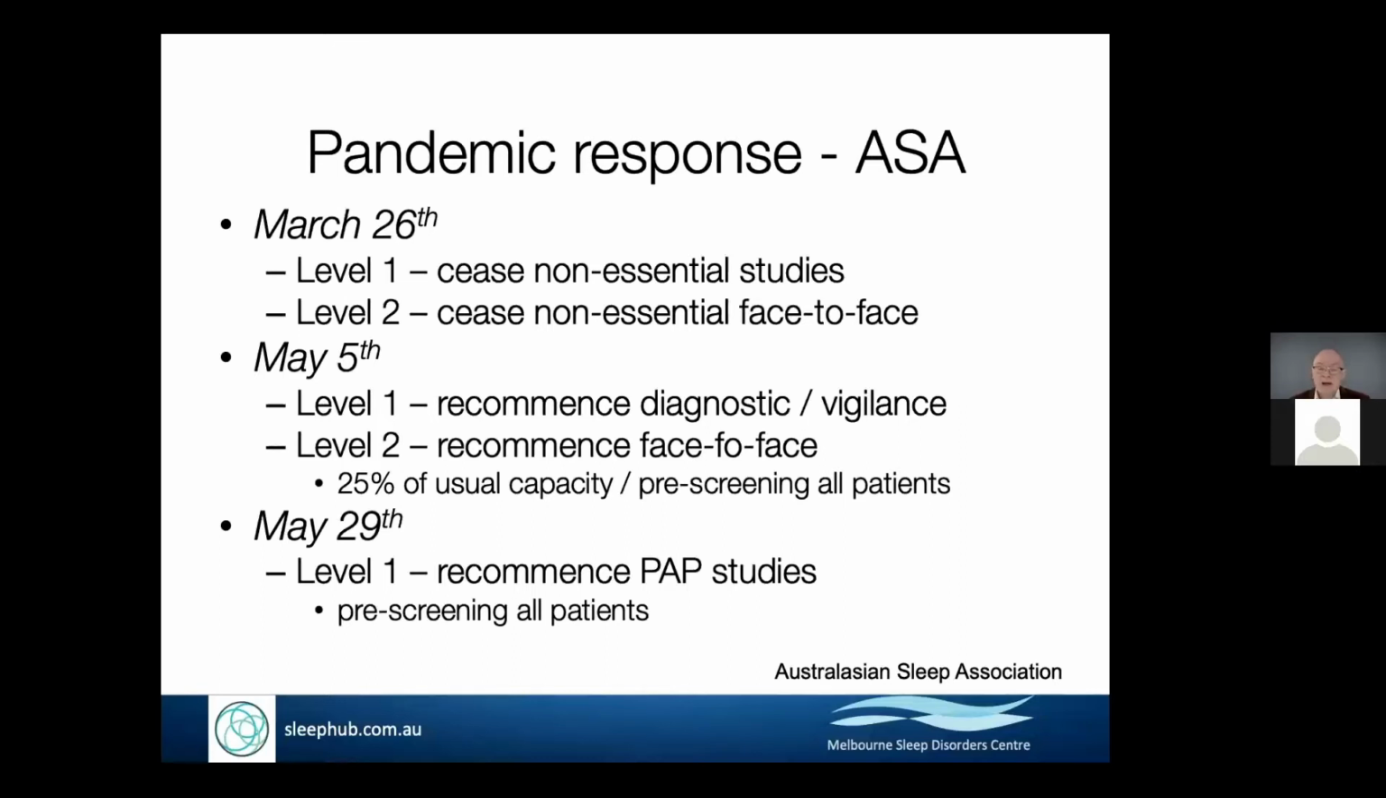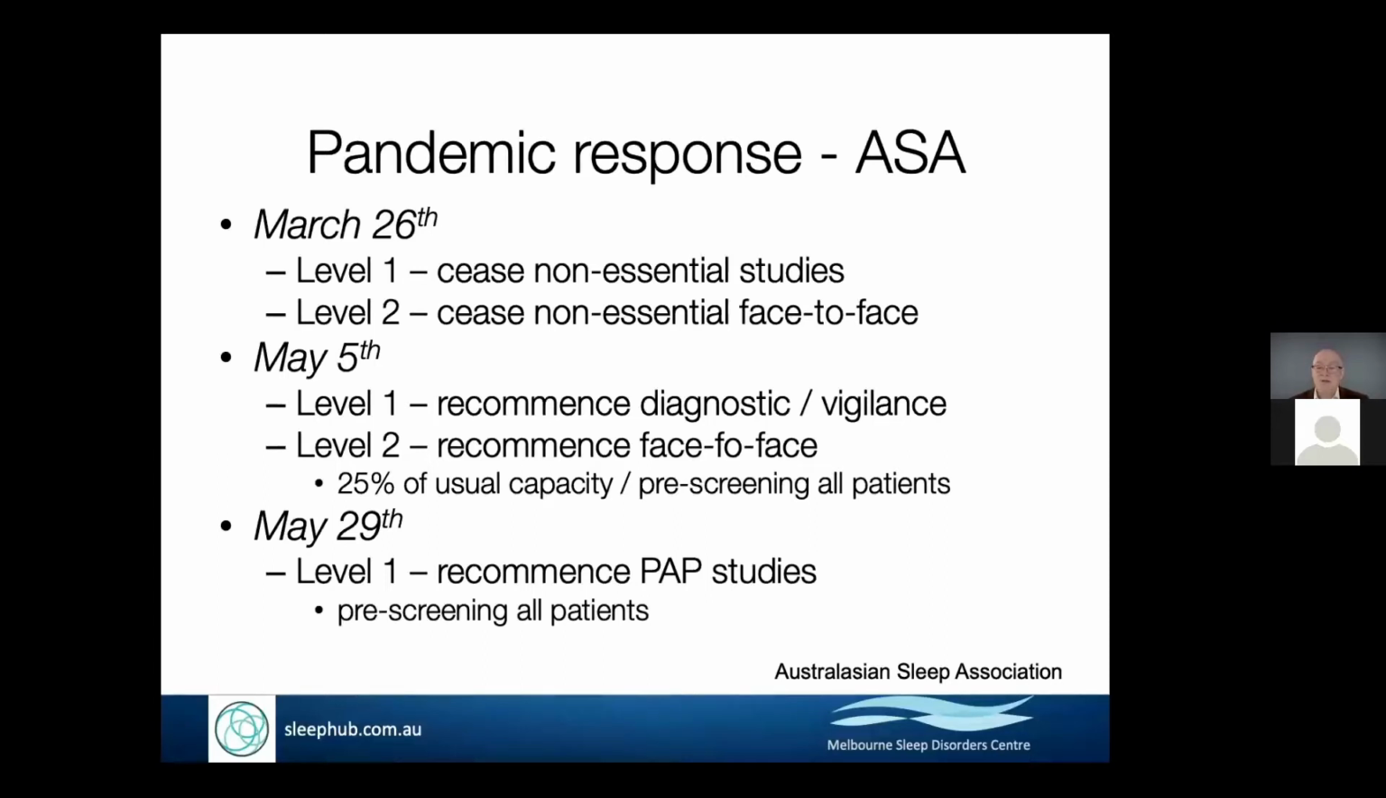But then as we came past the peak of the pandemic, or the peak of cases in Australia, from the start of early May when we had low levels of community transmission, there was a recommendation to cautiously recommence diagnostic testing and vigilance testing, and also to cautiously recommence home-based testing with face-to-face setups, but a mandate from the federal government that that would only be at 25% of our usual capacity and that all patients had to be pre-screened. In Australia, we had low community transmission through May.